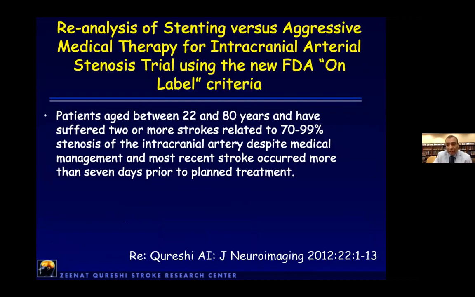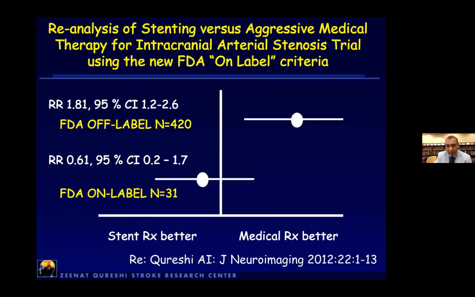So now we reanalyze the SAMMPRIS data after applying the on-label criteria. Using the new FDA on-label criteria, what would the results of the SAMMPRIS trial look like? Again, these are patients who have 70 to 99% stenosis of the intracranial artery, have failed medical treatment, and the most recent stroke occurred more than 7 days prior to the treatment. If you look at the on-label patients in the SAMMPRIS trial, it's a small number, only 31 patients, compared to the off-label patients.